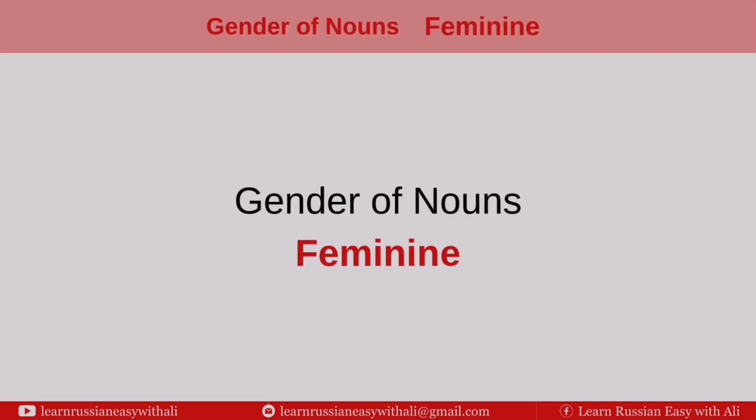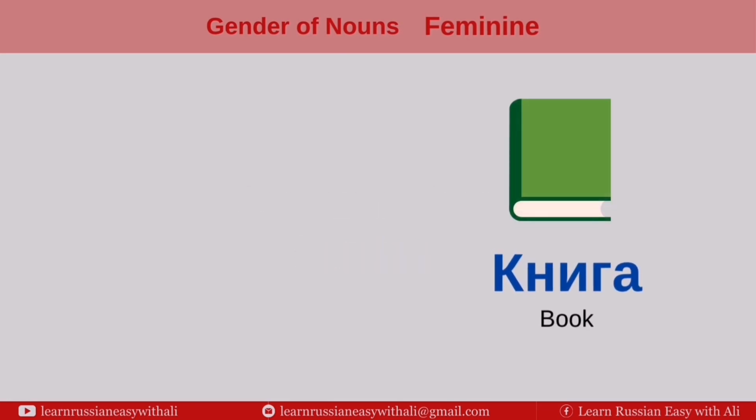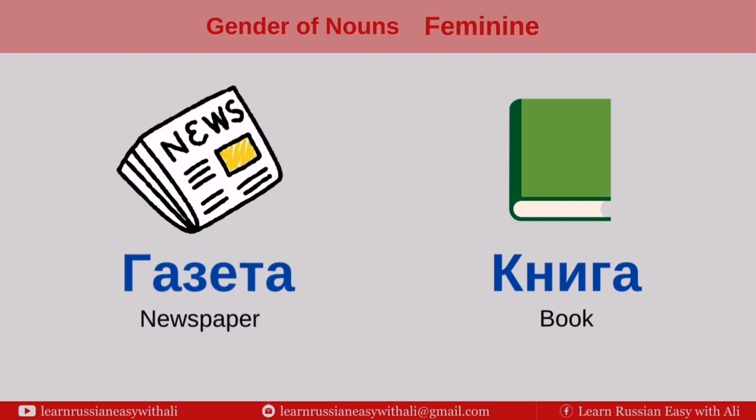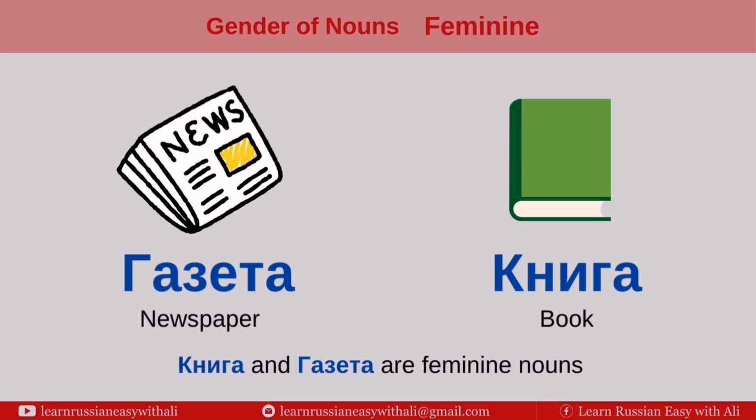Gender of nouns: feminine. Книга. Газета. Книга and Газета are feminine nouns.